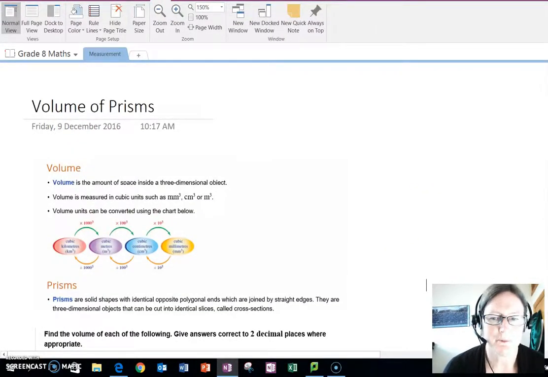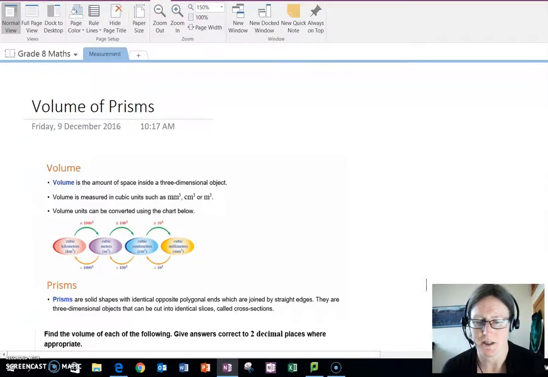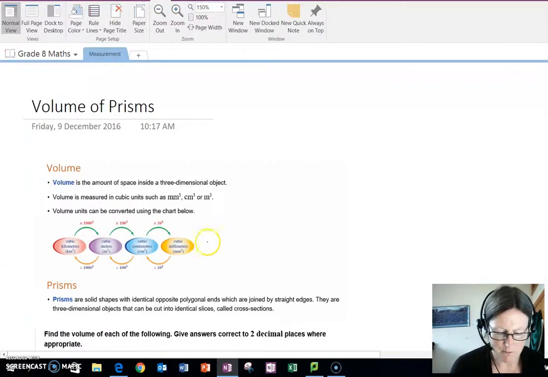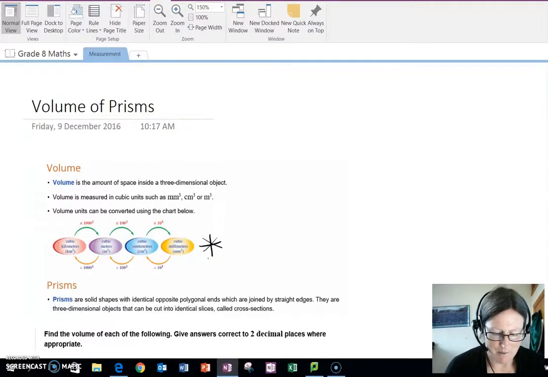Okay, we're going to move on to volume now. Volume is the amount of space inside a 3D object. It's measured in cubic units such as millimetres cubed, centimetres cubed and metres cubed. And in your textbook, and just here, is the conversion chart, how we get from cubic metres, for example, to cubic centimetres.